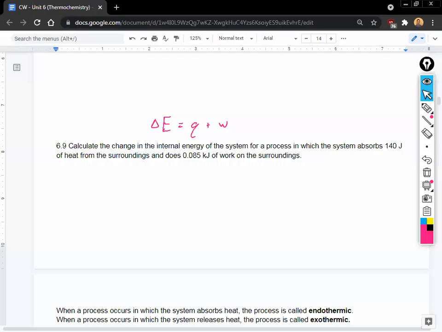Again, make sure that you guys are careful with the positive and negative values for the work and the heat.